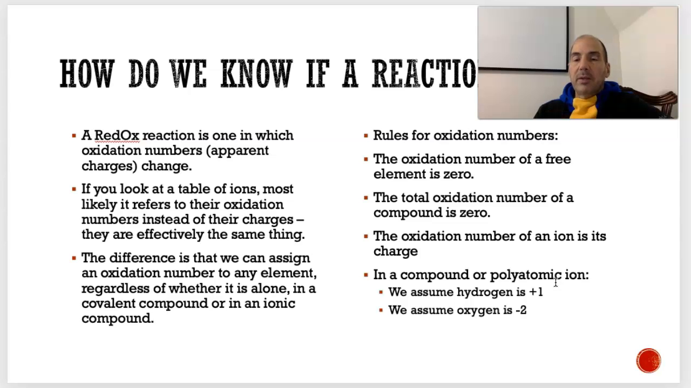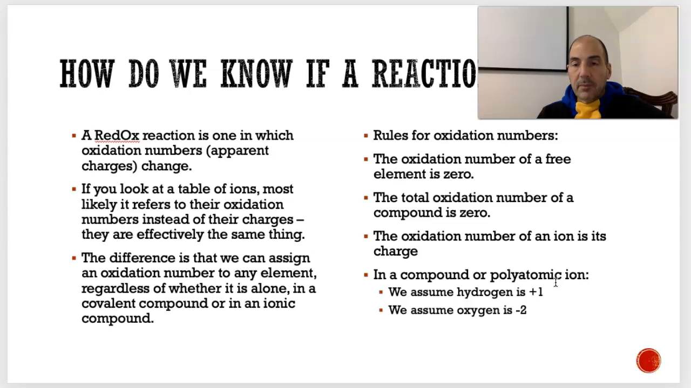When we talk about a free element, we mean an element that is by itself, not in a compound, and it is neutral. Because if it wasn't neutral, it wouldn't be a free element, it would be a free ion. So a free element has to be neutral, which means its charge is 0, which means its oxidation number is 0. No big deal there. When we are doing ionic compounds, we've always said that the total charge of a compound is 0. Well, that means the total oxidation number of a compound is 0.